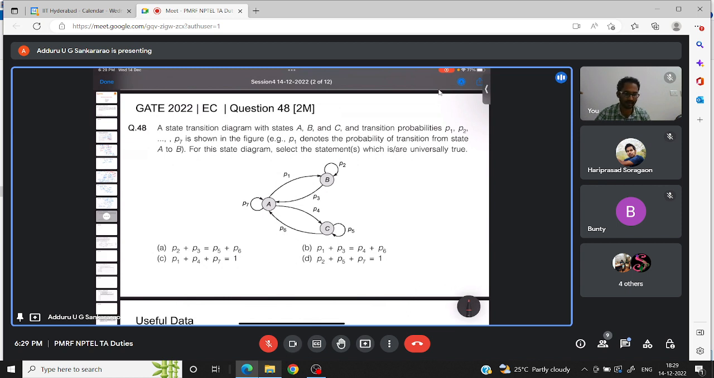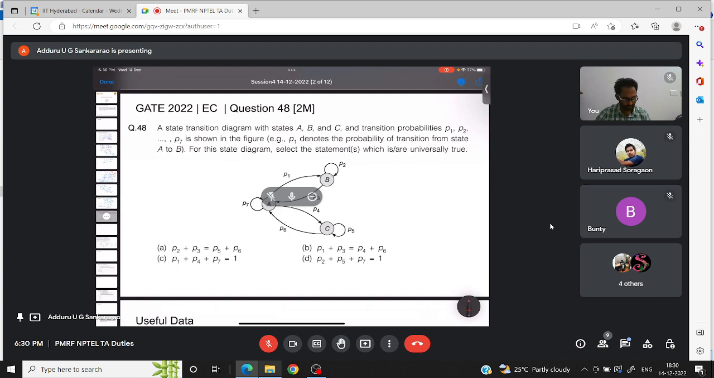Hope you know the state transition diagrams, right? Maybe you might have studied where state transition diagrams. In digital electronics, have you studied this? Digital circuit design, maybe. Hello? Yes, sir. Yes, sir.